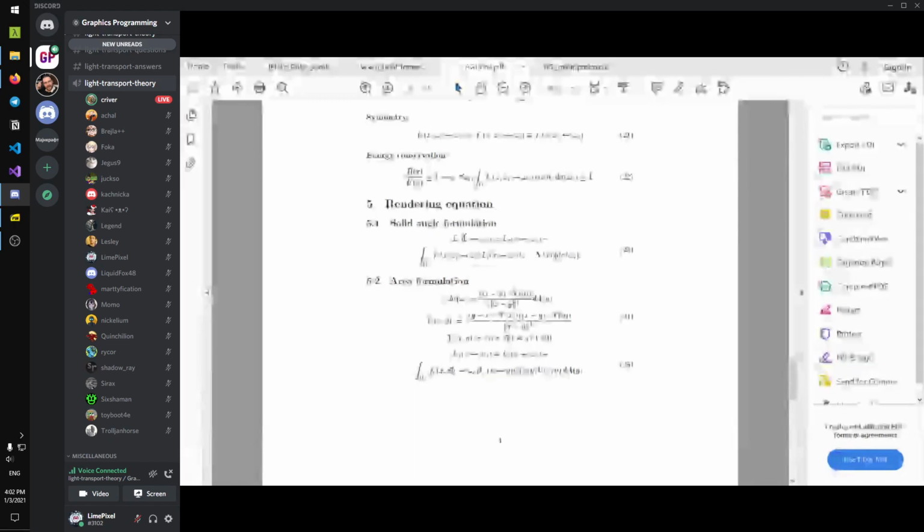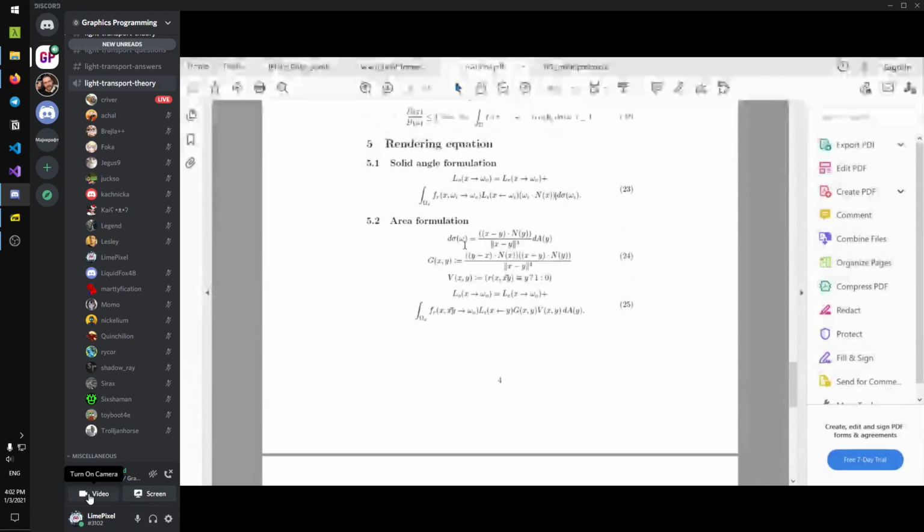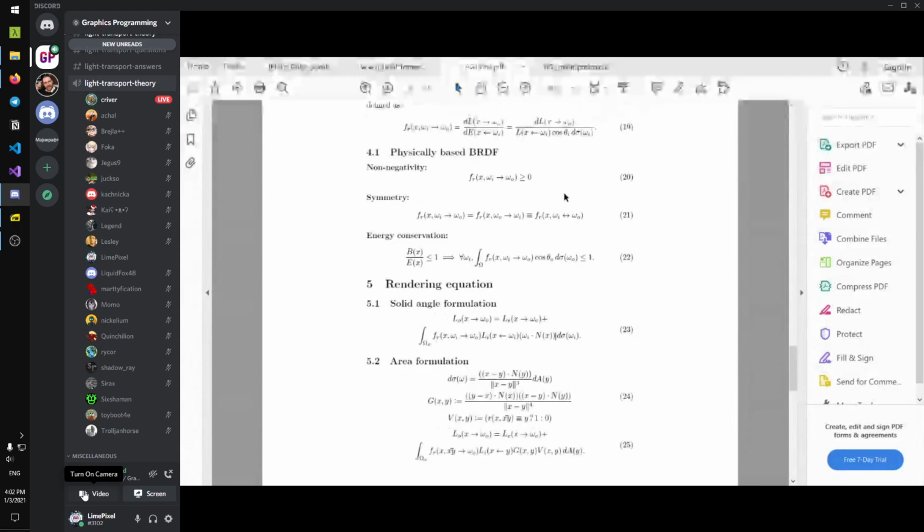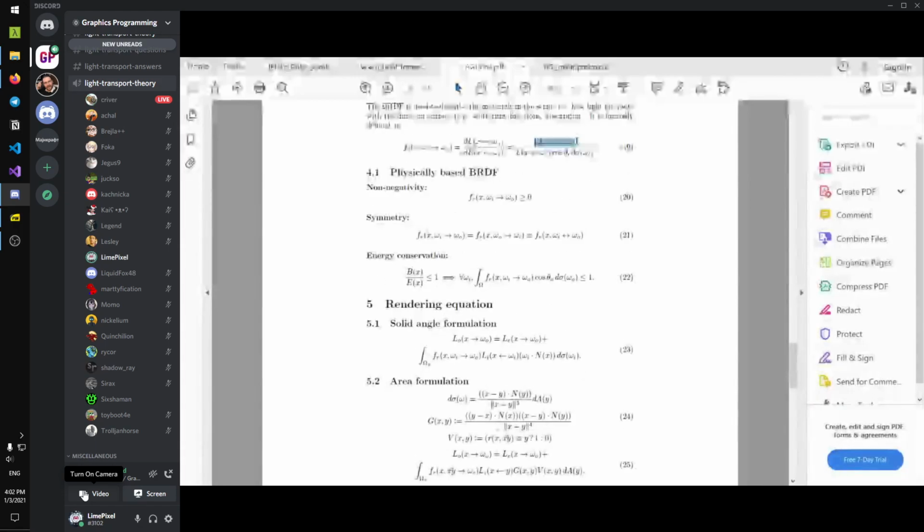Questions on the solid angle formulation? No? Then we can go to the area. Yes. Can you please explain once more why there's an emitted radiance? Because I don't really understand why we make the distinction between emitted and reflected radiance?